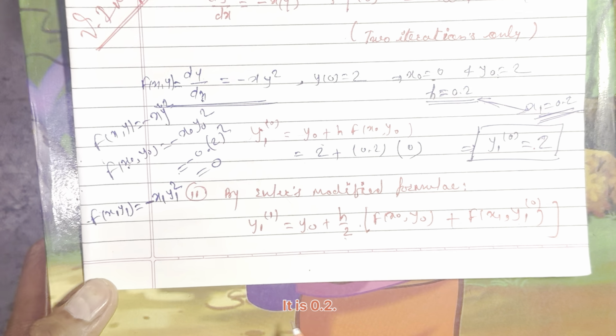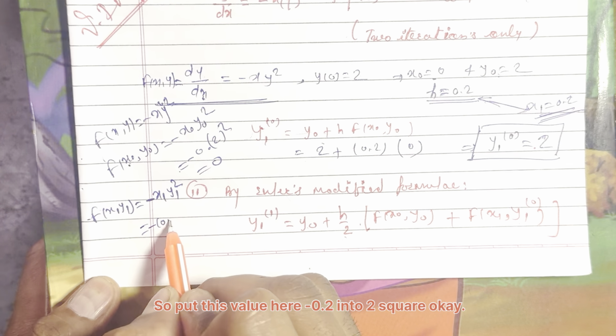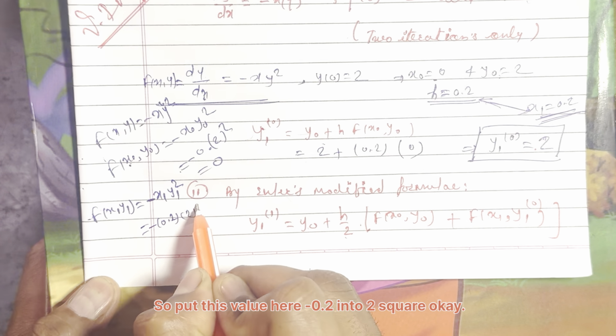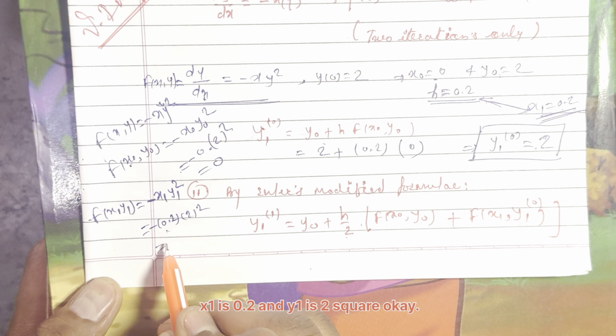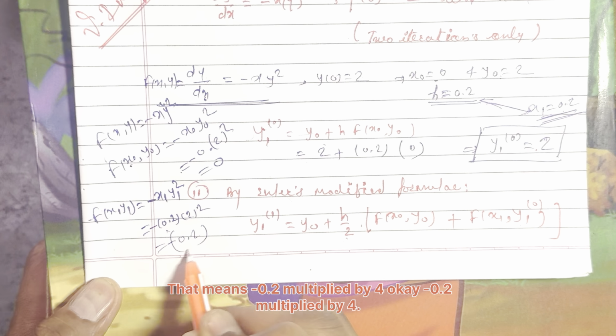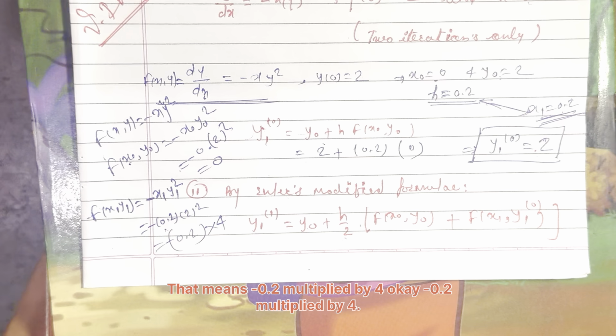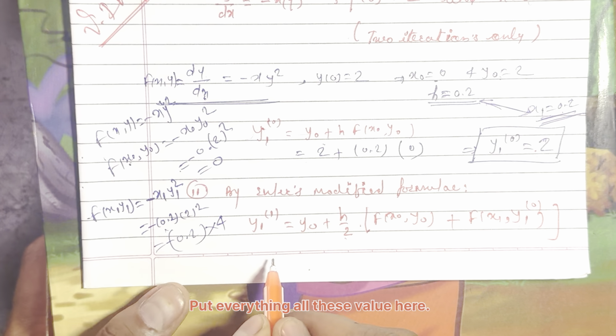It is 0.2. So put this value here, minus 0.2 into 2 square. X1 is 0.2 and y1 is 2 square. That means minus 0.2 multiplied by 4. Put all these values here.